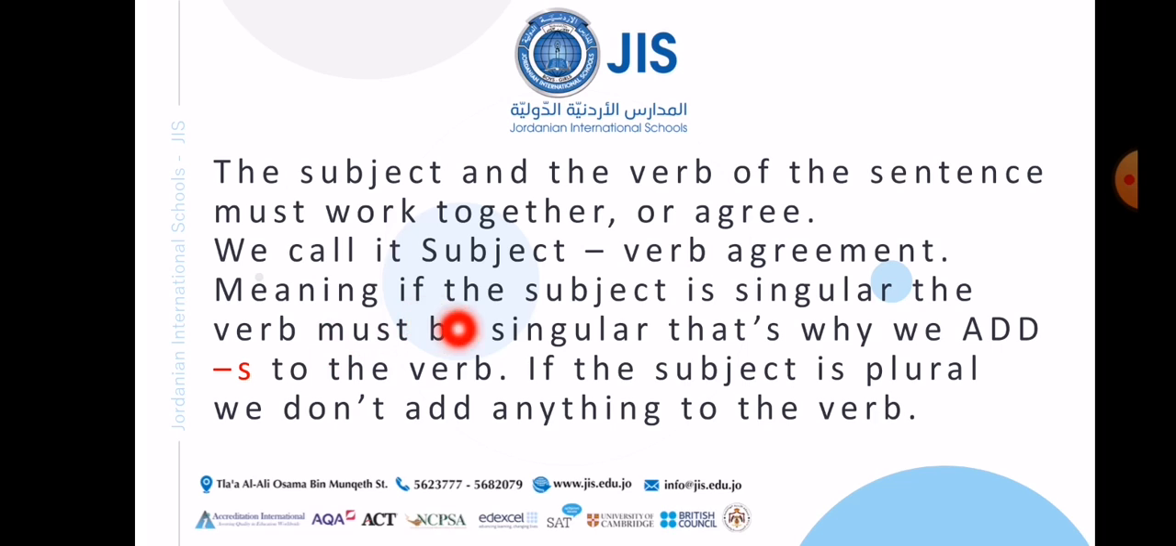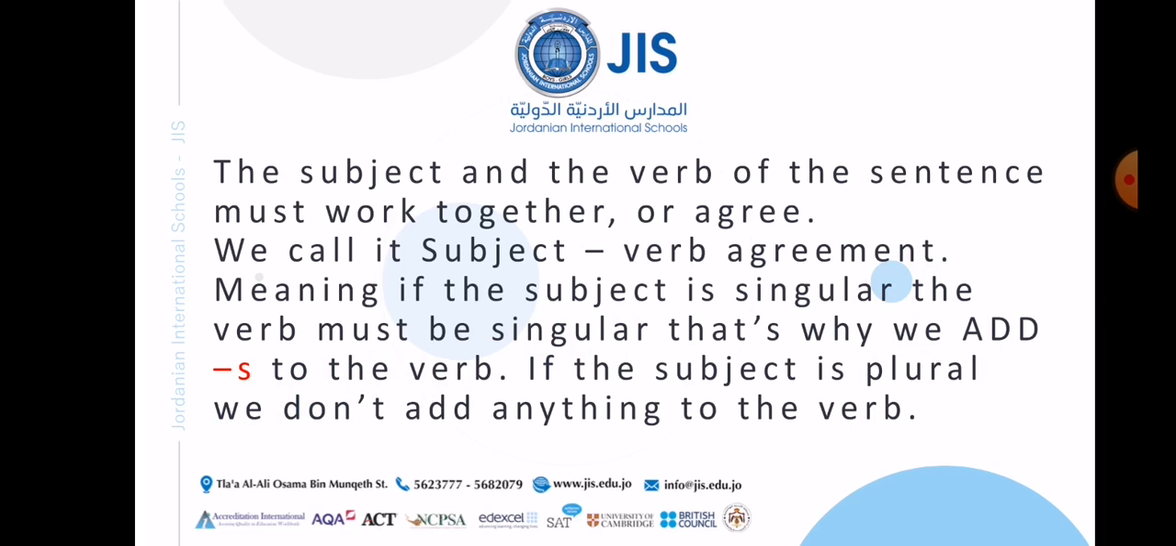Meaning, teacher, please be with me. Meaning, if the subject of the sentence is singular, the verb must be singular. Again, if the subject of the sentence is singular, the verb of the sentence must be singular. That's why we add S to the singular verb.